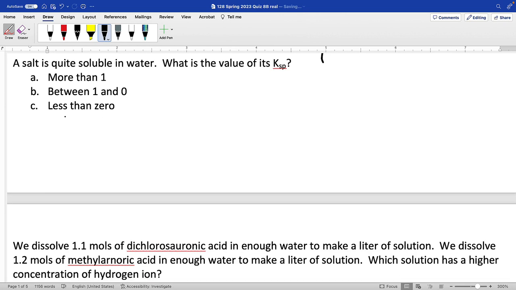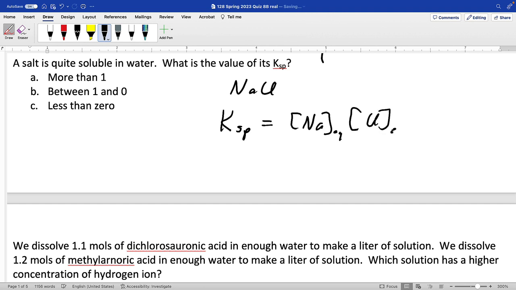Salt's quite soluble in water. What's the value of its Ksp? If we're just going to use an example of sodium chloride, the Ksp is the equilibrium constant for that salt dissolving. So that would be the concentration of sodium at equilibrium times the concentration of chloride at equilibrium. And for soluble salts, these are high concentrations, and so the Ksp is going to be a big number. So we'll put more than one here.